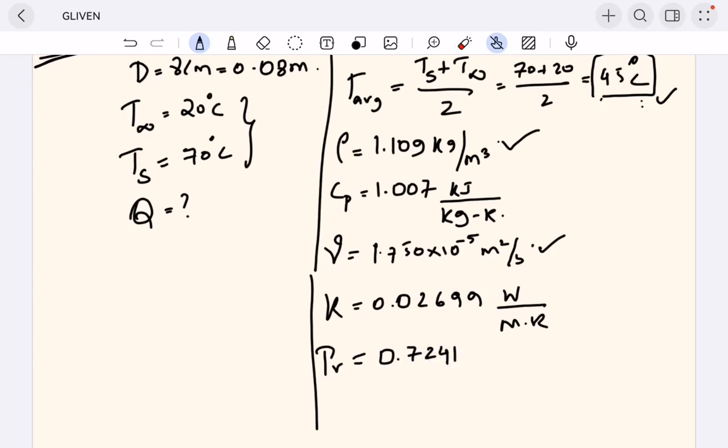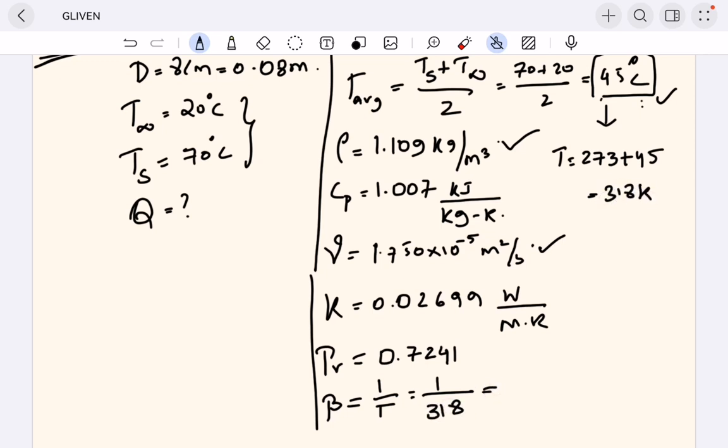0.7241. Coefficient of thermal expansion beta is 1 over T. Now T, look here, we know the T average, so T is 273 plus 45, that should give you 318 Kelvin, so that is 1 over 318, so we get 3.145 into 10 power minus 3 Kelvin per Kelvin.